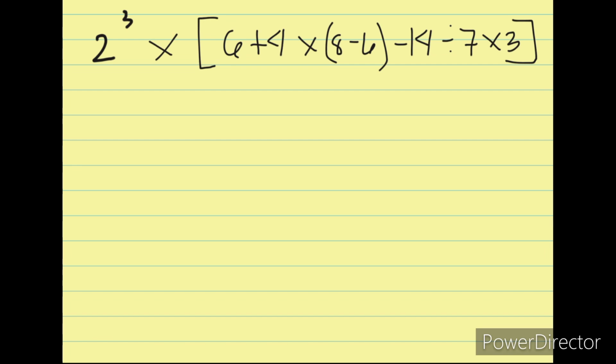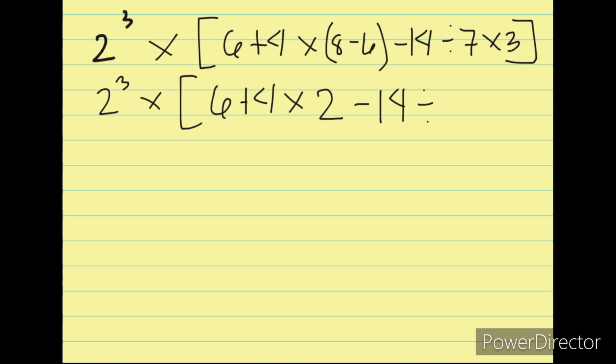Okay, using the GEMDAS rule, first, remove the inner parentheses and simplify the 2 cubed. So here, we have an inner parenthesis, which is 8 minus 6. So 2 cubed times the open parenthesis, 6 plus 4 times, simplify the inner parenthesis. So 8 minus 6 is 2. Then copy the minus 14, then divided by 7 times 3.